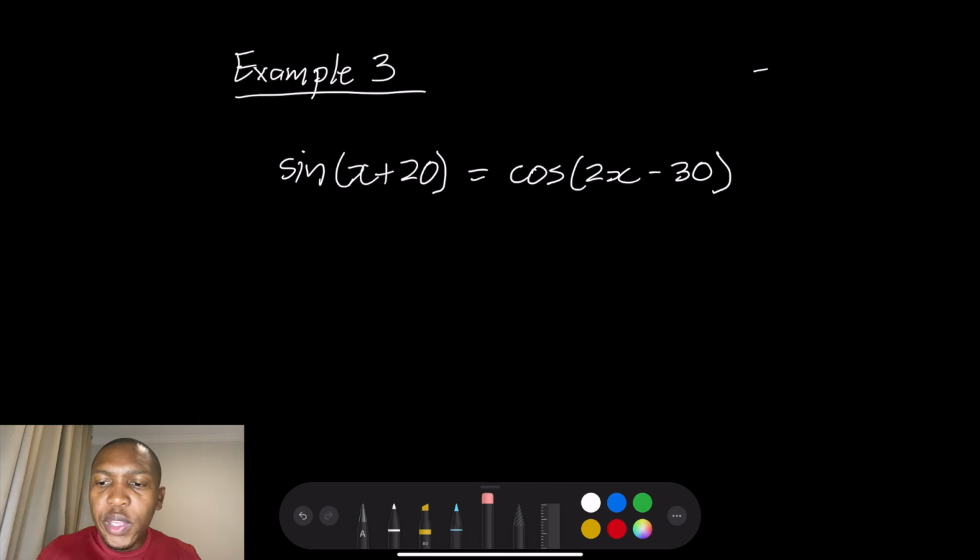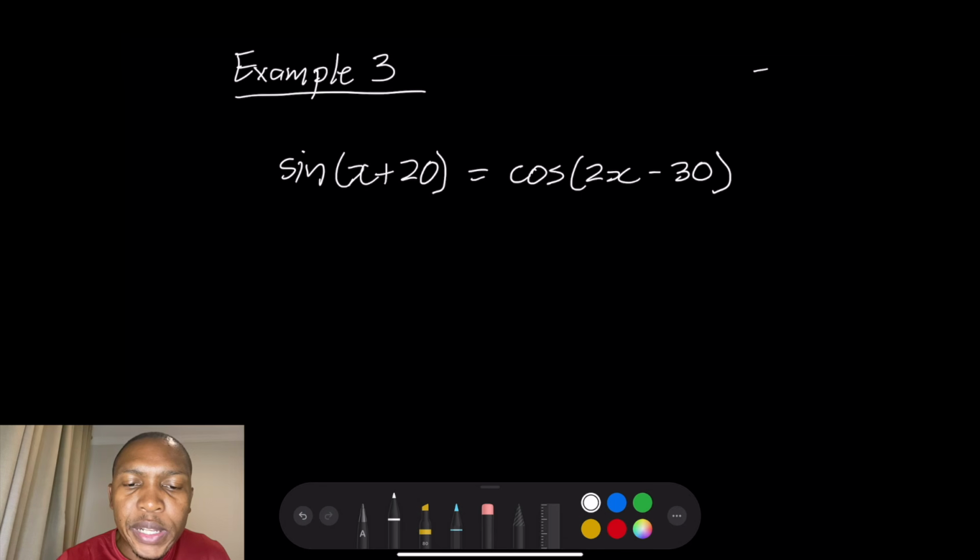Looking at the next one, once again you've got angles that are not the same. So what are we going to do once again? Of course, we're going to rely on co-ratios. In this case, you can either convert sine to cos, or you can convert cos to sine. But remember, when it comes to general formulae, you solve them differently for sine and for cos.